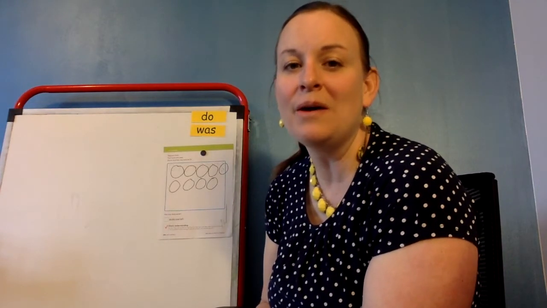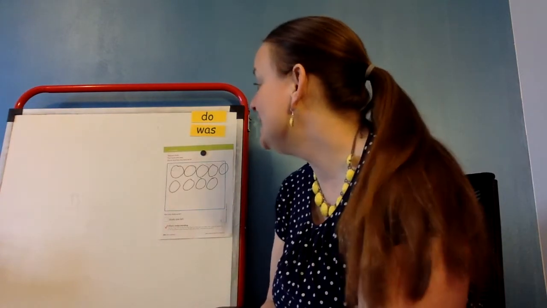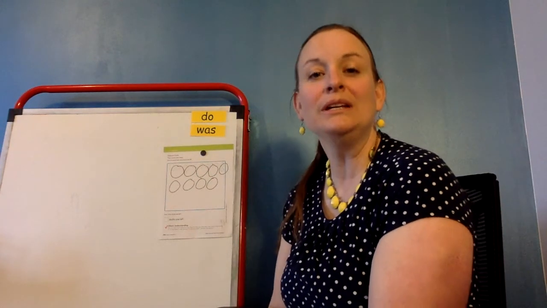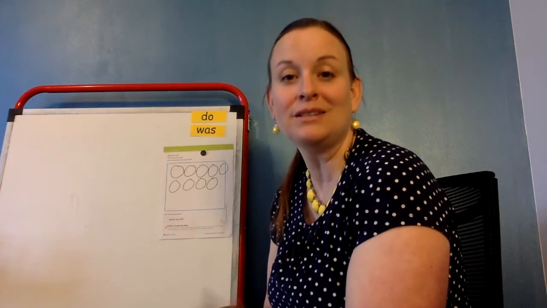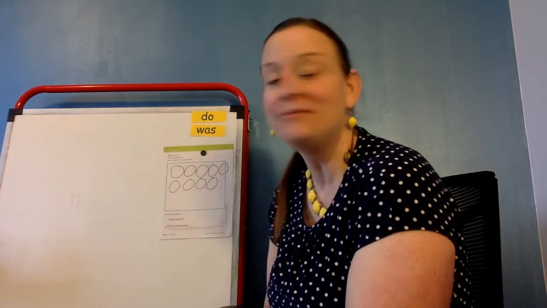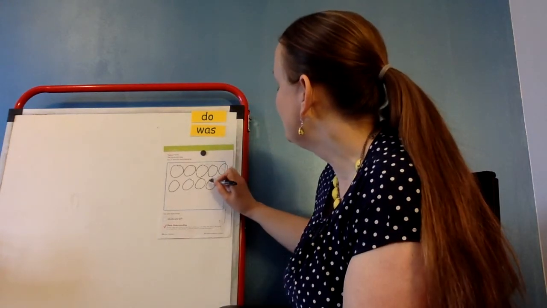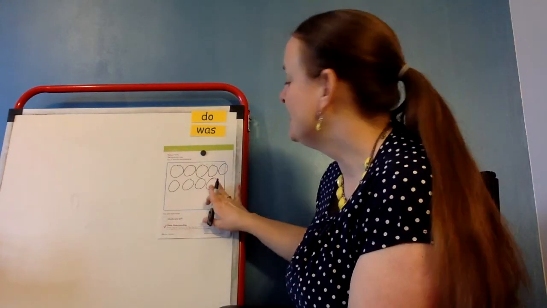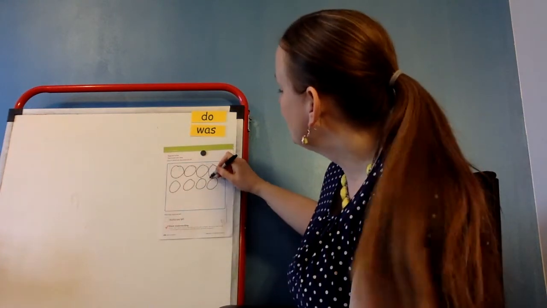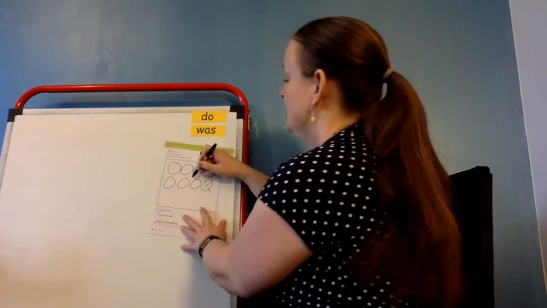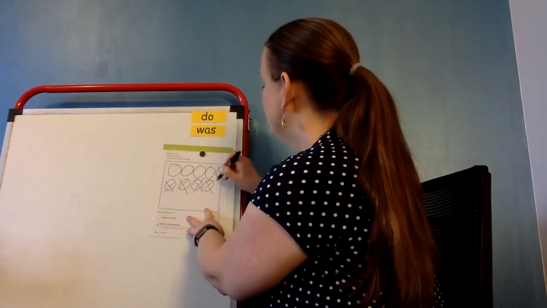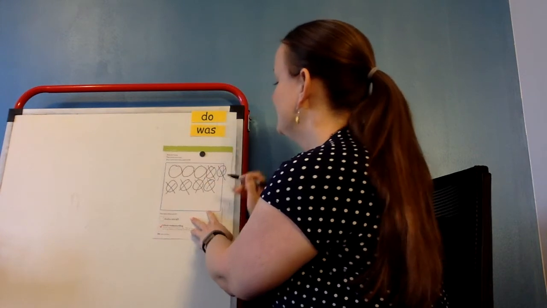Okay, so now it says 6. Then 6 ducks swim away. So what are we going to do to show the 6 ducks that swam away? We're going to cross them off. So let's go ahead and cross off the 6 ducks. Now I want to start with the last one, and I'm going to count 6. So I'm going to go 1, 2, 3, 4, 5, 6.